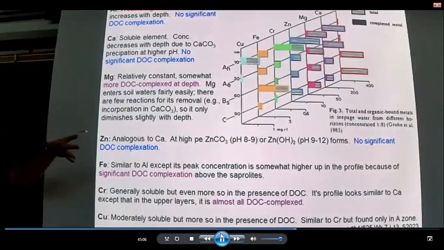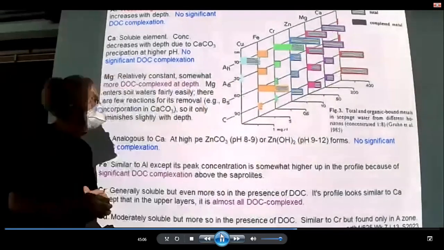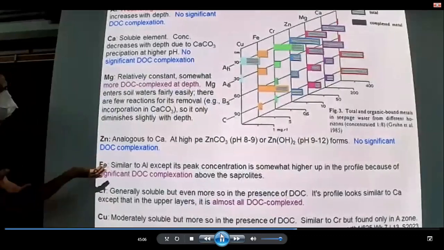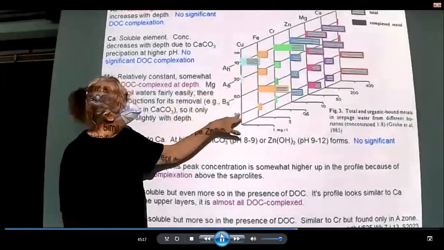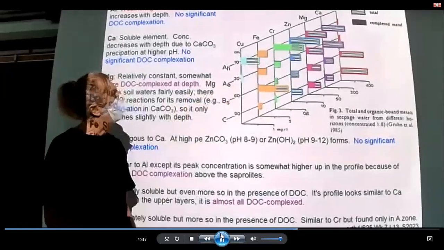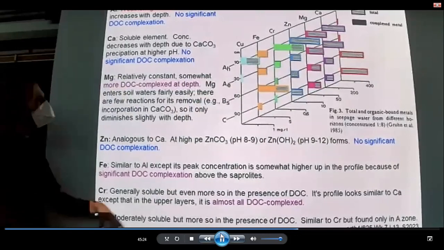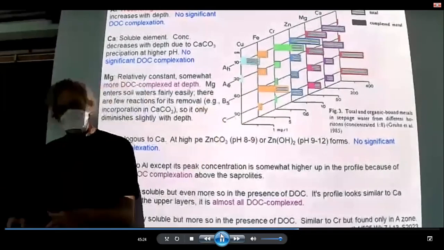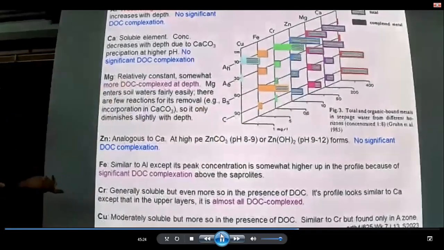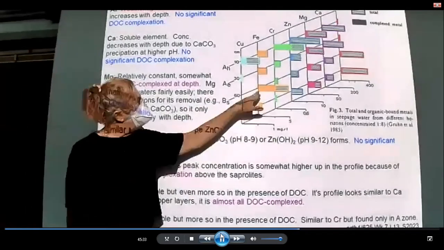Some elements increase in soil water as we go down, such as calcium, like I'm pointing to now. Other elements decrease as we go down with depth. These are things like copper or zinc or chromium, or to a lesser extent, magnesium. So some things build up in the saprolites, some things build up in the upper horizons. And as you might imagine, those things that build up in the upper horizons oftentimes have a lot to do with the differences in pH and organic matter that I talked about before.